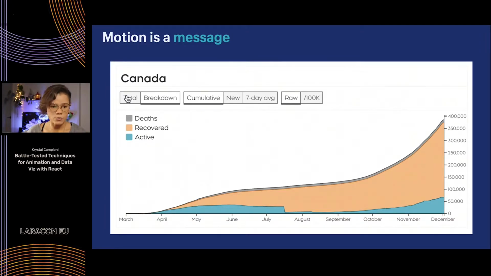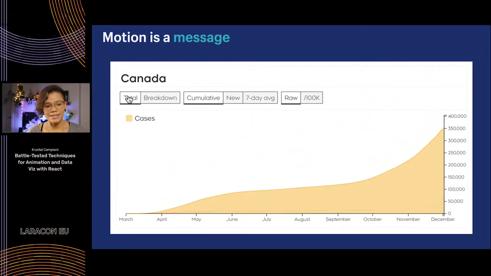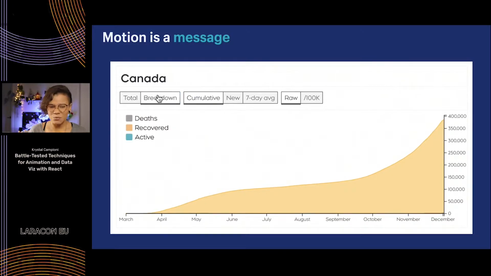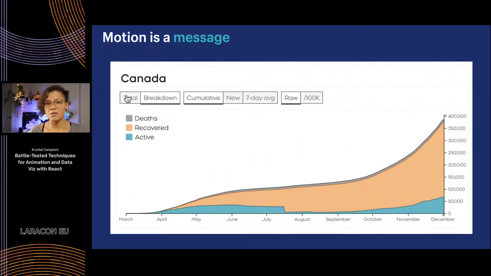Notice how when we switch from total to breakdown, the total yellow area slides down as the breakdown areas slide up. This makes it really hard for my brain to understand what the relation between one dataset and the other is. It should be clear that the breakdown represents a breakdown of total by the deaths, recovered, and active cases. But because the total area disappears when I change the breakdown, it feels as if the two datasets were not related at all.